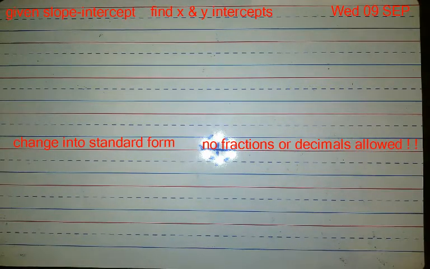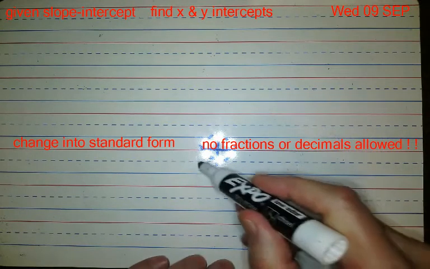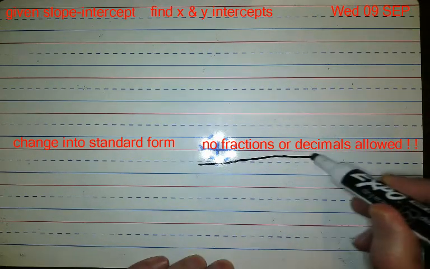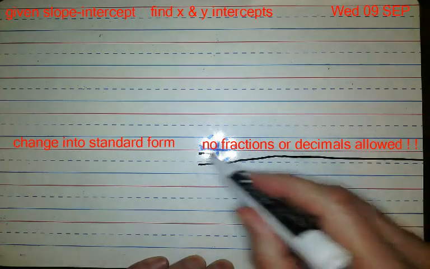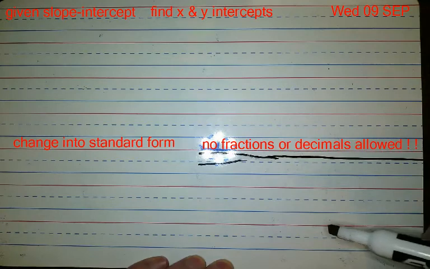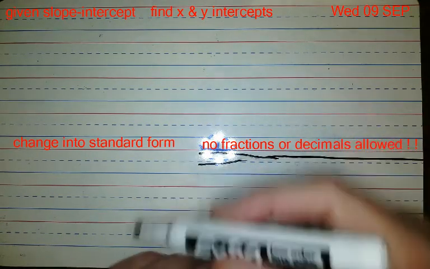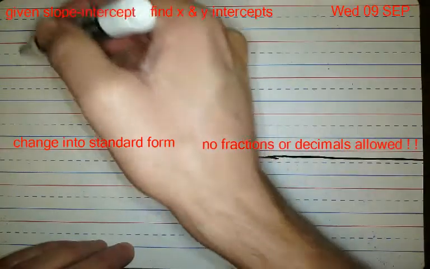Okay, it is Wednesday the 9th of September, and we are going to start working with the equation of lines in slope-intercept form. We're going to find the x and y intercepts, and then we're going to change it into standard form. And there's something special. There are no fractions and no decimals allowed in standard form. So you got to be careful about that. Okay? No fractions.